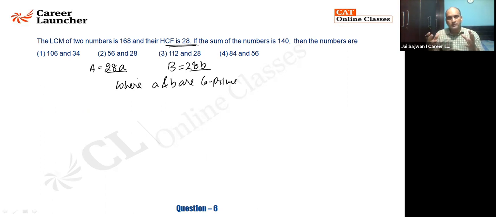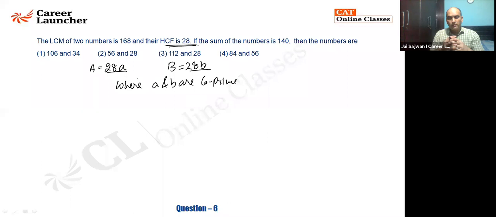मैं कह रहा हूँ कि दोनों का HCF 28 है, तो दोनों नंबर 28 के मल्टीपल होंगे because वो कॉमन वैल्यू है इन दोनों नंबर्स में. So I'll say one number is 28A and second number is 28B. Both of them are multiple of 28. फिर मैंने कहा A and B आपस में कोप्राइम होंगे, उनमें कुछ भी कॉमन नहीं होना चाहिए सिवाय एक के.